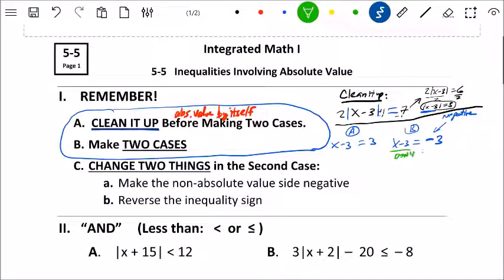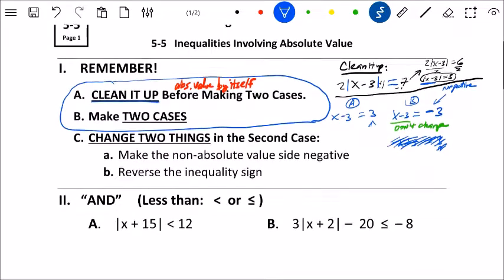Don't change the absolute value part. There is a way you could do it: you could decide to make it negative x plus 3, change both signs, and then you don't change the sign on this side. That one stays the positive 3 like it is here. But that means you have to change two things instead of one. So there's more possibility of making errors that way. So don't do it that way. Change two things in the second case.